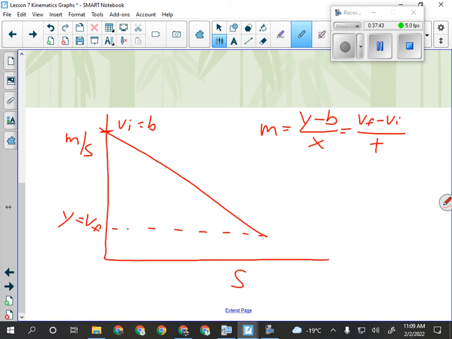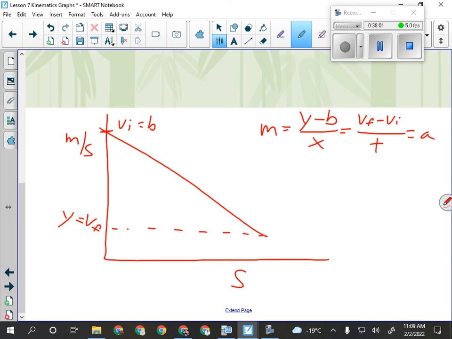Close. Acceleration. Okay? So I can calculate acceleration from this graph by calculating the slope. And in fact, is this a formula that you used last year in Science 10? That's where that formula comes from.